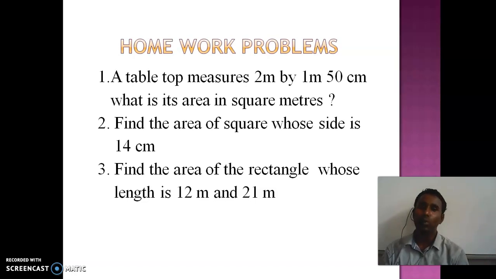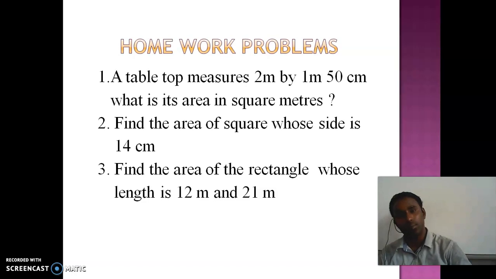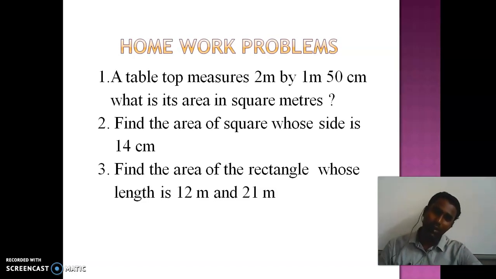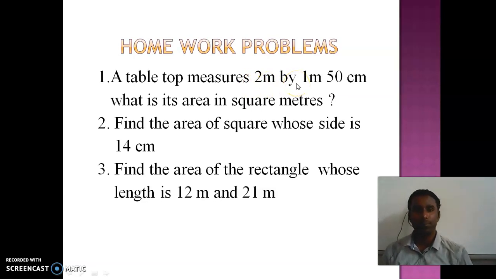Okay, so 2 meter. Sir, how do we convert, because they gave 2 meter by 1 meter 50 centimeter? How to convert: first you know one thing, 1 meter is equal to how many centimeter? 1 meter.